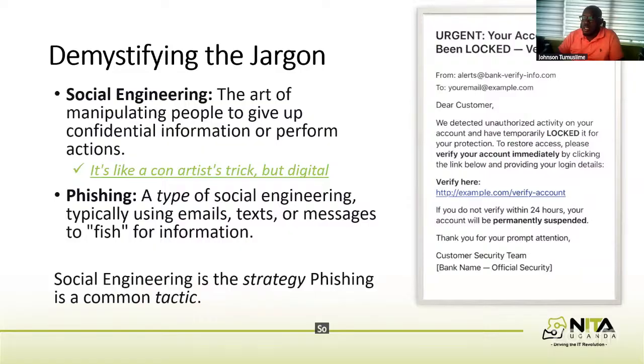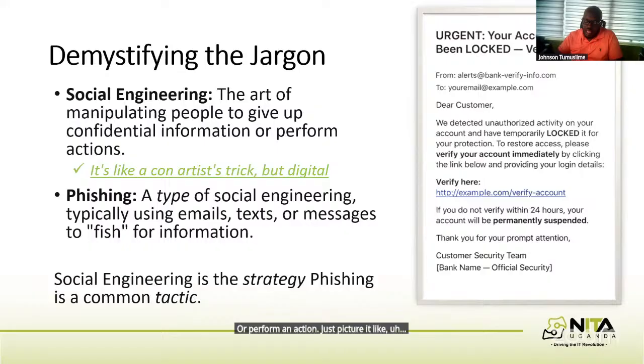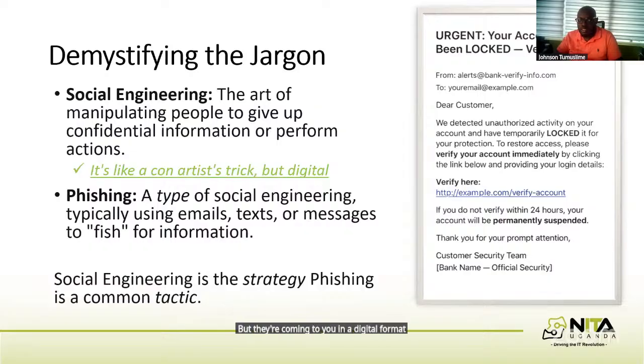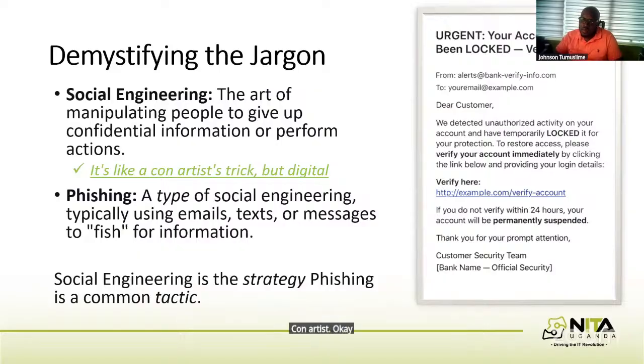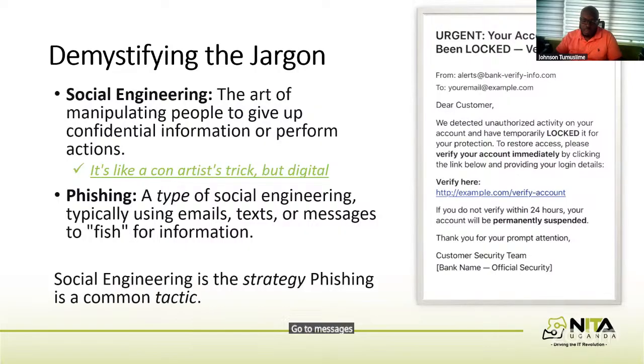So in simple terms, social engineering can be described as the art of manipulating people to give confidential information or perform an action. Just picture it like a con artist trick, or maybe in Uganda, I can use Emufere, but this time the Emufere is coming to you, not physically, but in a digital format. So it's a con artist trick, but it's a digital con artist, okay? On the other hand, phishing is a type of social engineering that typically uses different forms, from emails to texts or messages, to basically pick information from you.